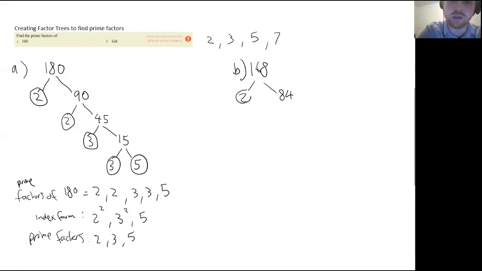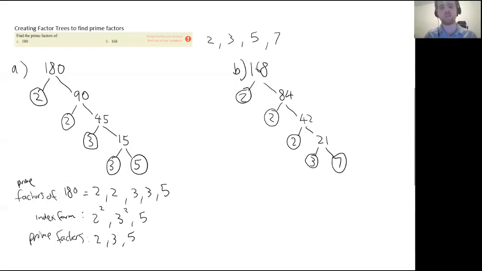Okay, we can circle our 2 because it's prime. 84, can it be split up by 2? It can. 2 and 42. Okay, and now we can split 42 up by 2 and 21. And then we can't split 21 up by 2, but we can by 3, and its other factor is 7. And both of these numbers are prime numbers. So we've finished our factor tree.